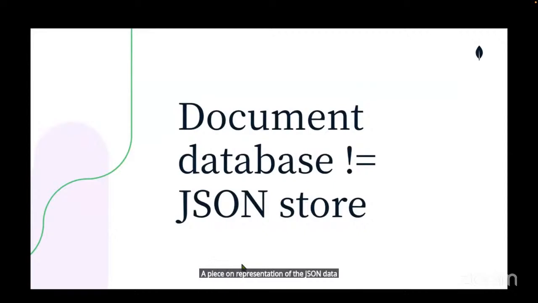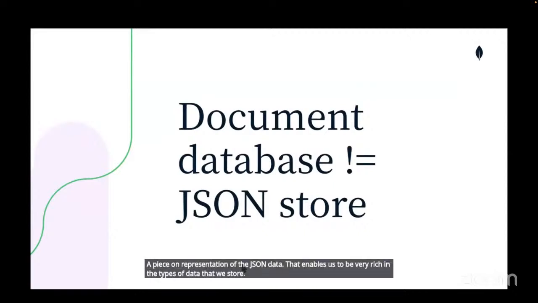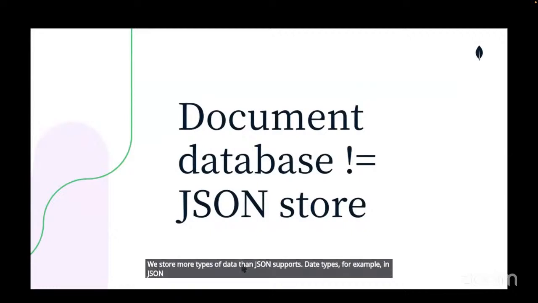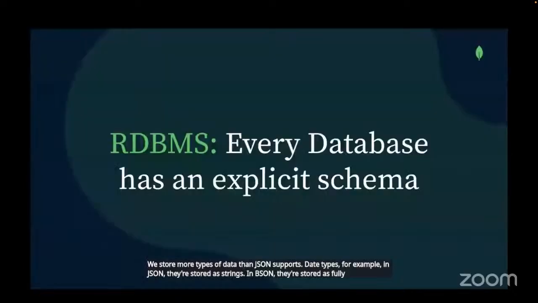That enables us to be very rich in the types of data that we store. We store more types of data than JSON supports. Date types, for example. In JSON, they're stored as strings. In BSON, they're stored as fully supported date objects. This helps us when we develop code.